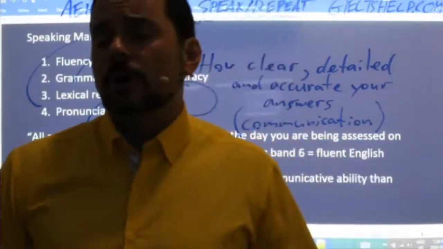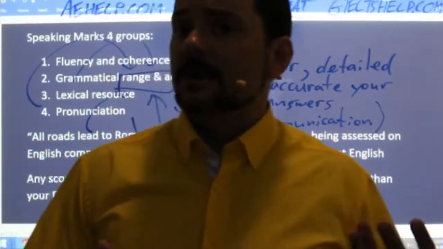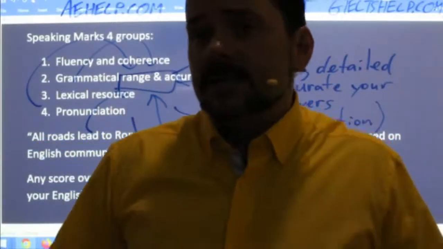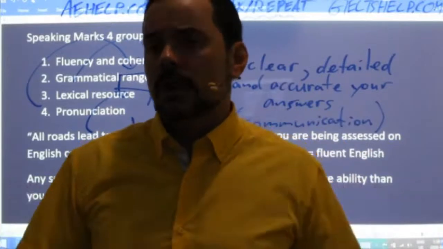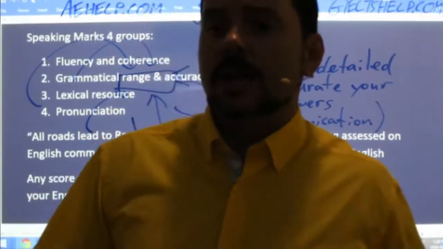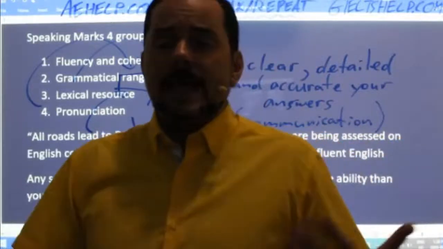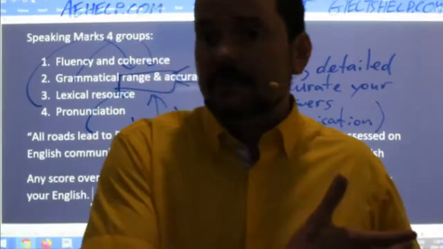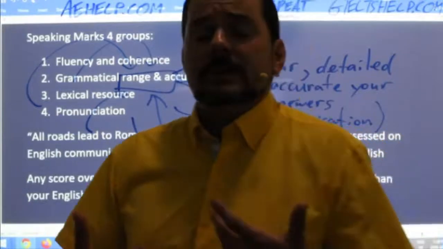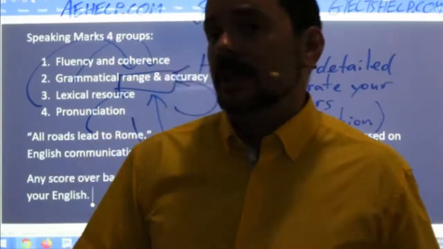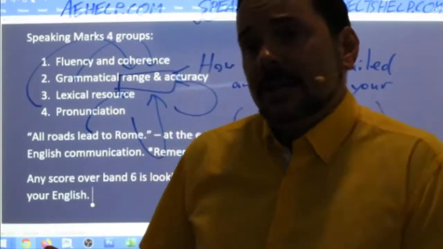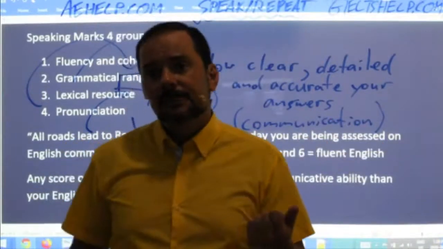Band 6 is what most people need for a basic immigration visa, which makes sense because you don't have to be a great communicator to function in a Canadian or Australian society. You can work on that and improve that when you're already living in the country. All you have to be is just a fluent user of the English language, which is a band 6, right?